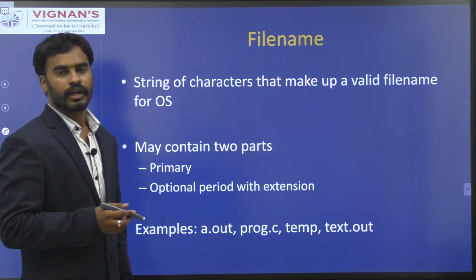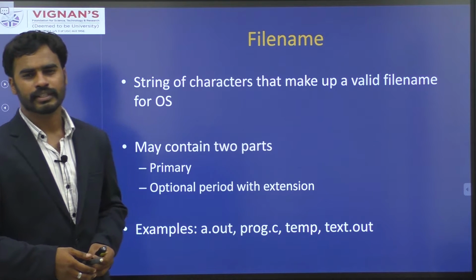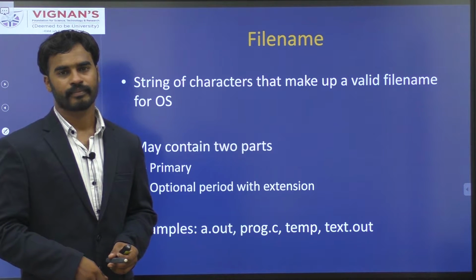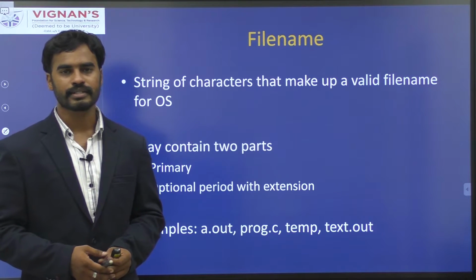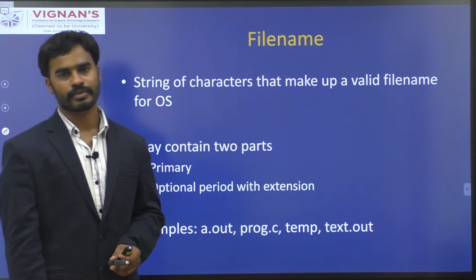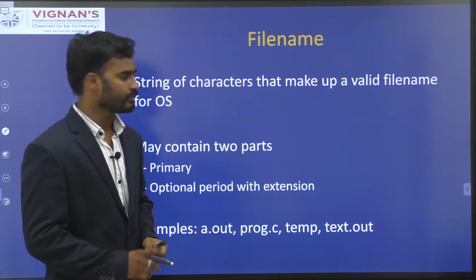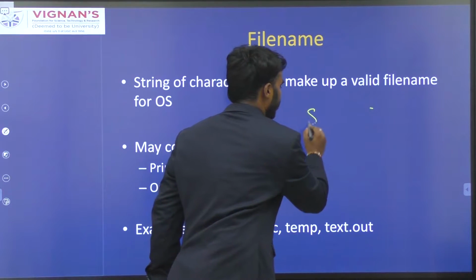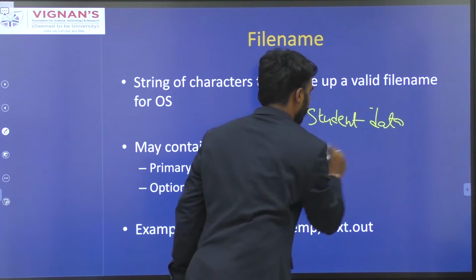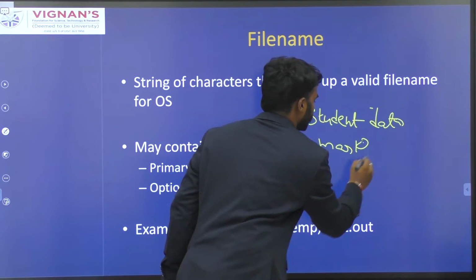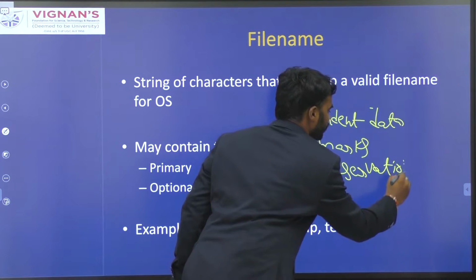Okay, what is a file name? A file name is a string of characters that make up a valid file name for the operating system. Generally, a file name contains two parts: one is the primary part, and the other is the optional part. The primary part is your actual file name, like student data, marks, reservation. So these are some examples of file names.